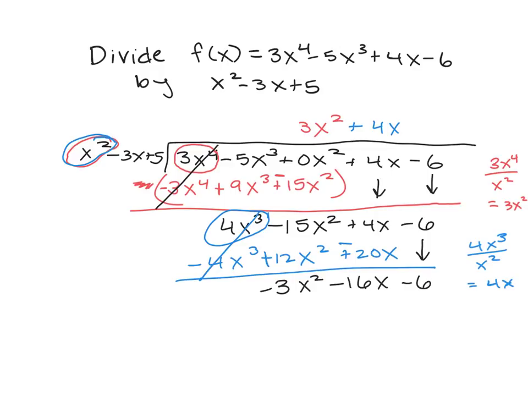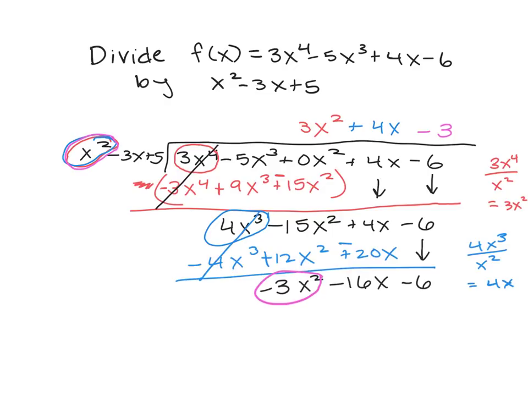And now I am going to repeat this process again. So I'm going to say to myself, what do I multiply x squared by to get negative 3x squared? And the answer is negative 3, right? And I'm going to make sure I put that in line with my constant terms. And now I'm going to multiply negative 3 by this whole thing.